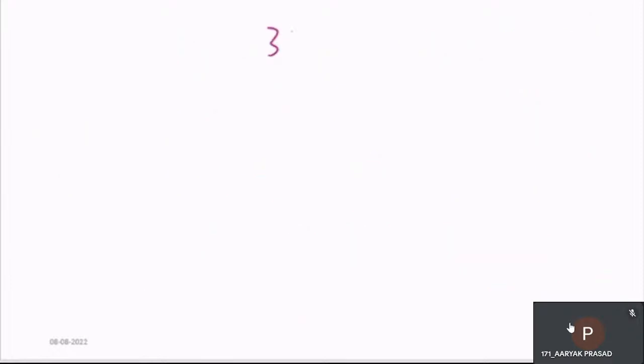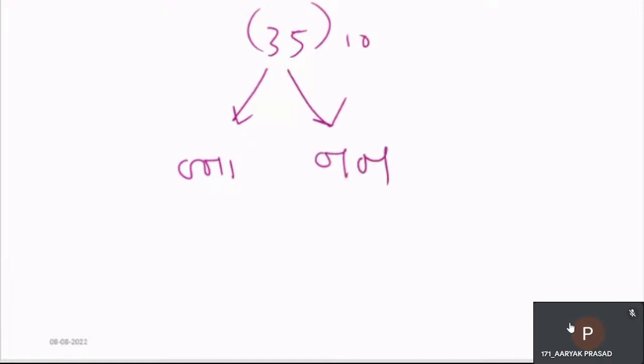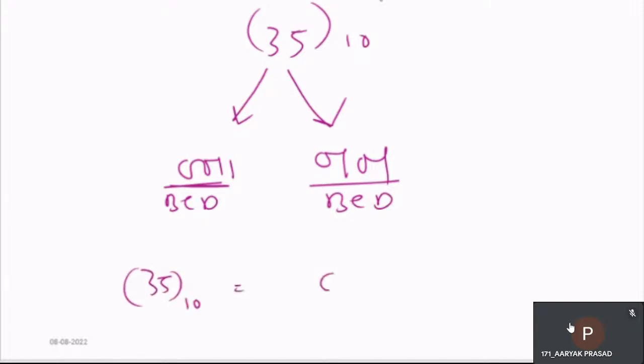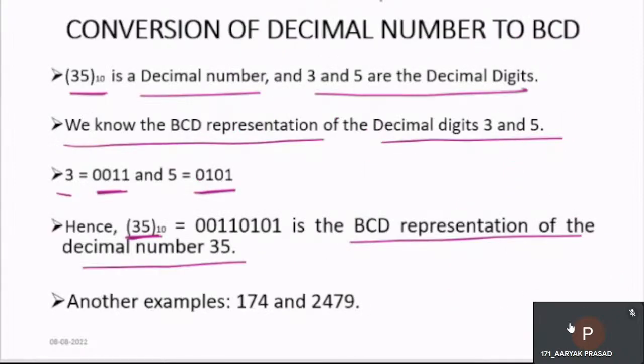So how to represent 35? You will encode 3 by 0011, and you will encode 5 by 0101. So this is the BCD representation of 3. This is the BCD representation of 5. So finally 35 base 10 is represented by 0011, 0101. Okay, so this is the BCD representation.